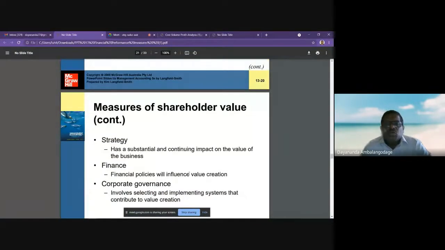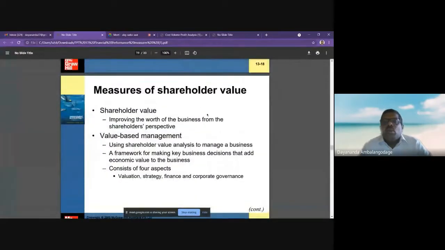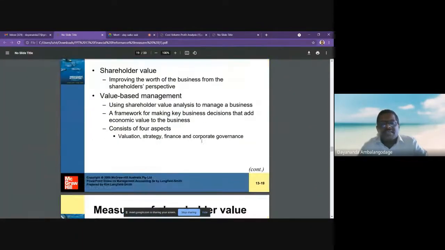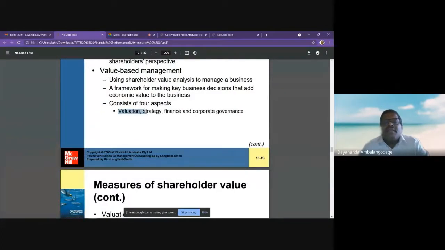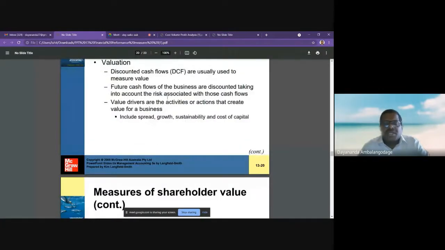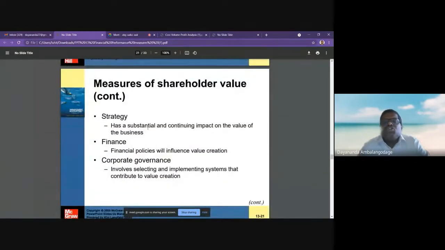So what I want to communicate to you is that shareholder value is influenced by four factors. One is valuation, that's what it says here. The others are strategy, finance, and corporate governance. For valuation, of course, the discounted cash flow technique is used. For strategy, the strategy we are adopting; for finance, debt and equity; and the corporate governance as well.